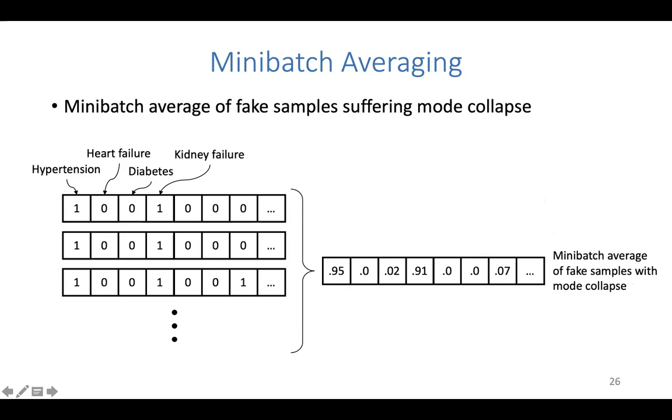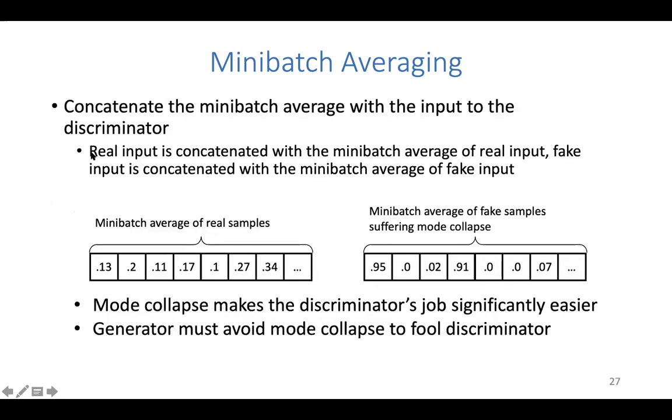So the dimensionality, the size of dimensions of the input to the discriminator has doubled, because before it was 8 dimensions, but now we're concatenating extra 8 dimensions, which is mini-batch averaging, to each sample. So if before the size of the mini-batch was 3 by 8, then it would now be 3 by 16. So real input is concatenated with the mini-batch average of real input. Fake input is concatenated with the mini-batch average of fake input, obviously.